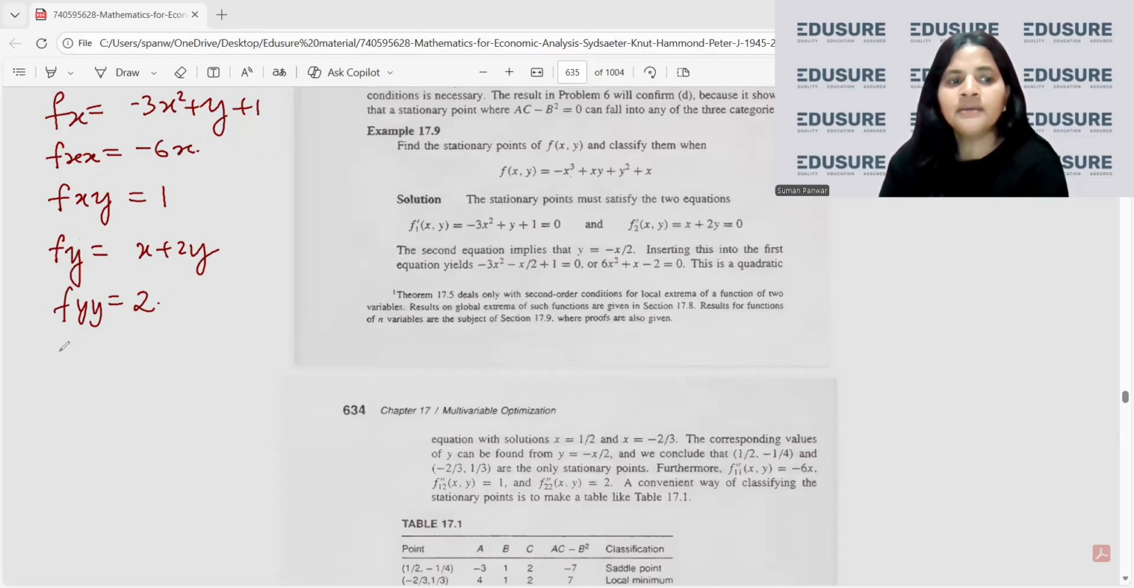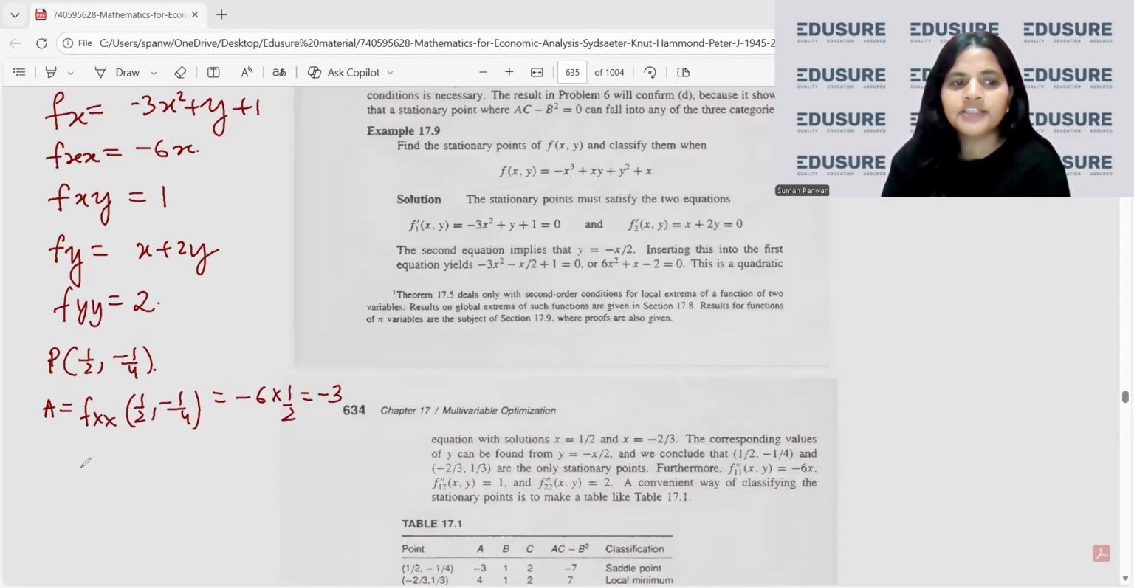Now let me consider the first point, which is (1/2, -1/4). What is your a? A is fxx at (1/2, -1/4), which is -6 into 1/2, which is -3. What is b? B is fxy at this point, and b is 1 only, because it is not dependent on any variable now. What is your c? Fyy, which is 2.